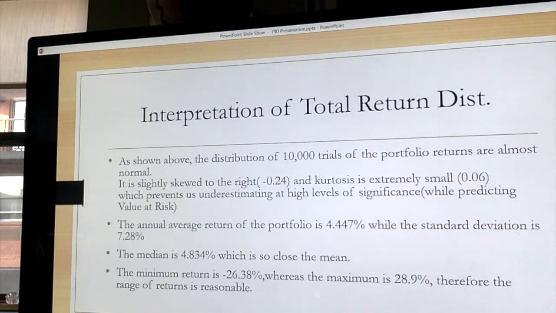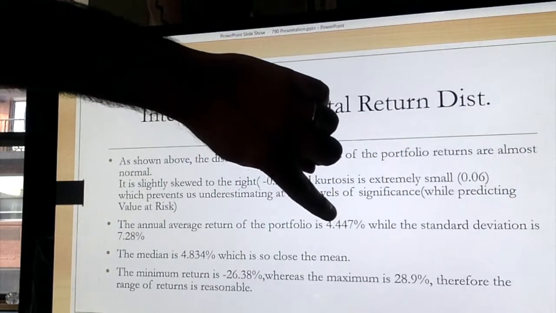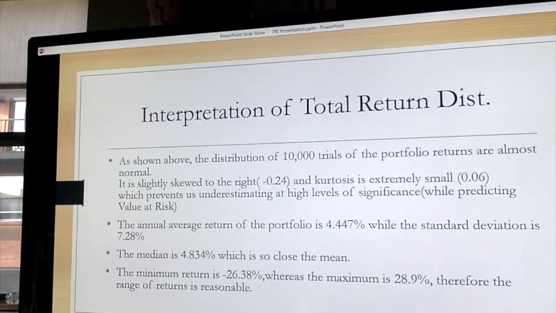And the annual average return of the portfolio is 4.4%. This is the arithmetic mean. Later on I use the geometric mean. I believe the geometric mean is more accurate when it comes to stock returns or portfolio returns. The standard deviation is calculated as 7.28% when we run the simulation 10,000 times. The median is 4.8%, which is so close. As you see, the mean is 4.4 and the median is 4.8%, which is wonderful.